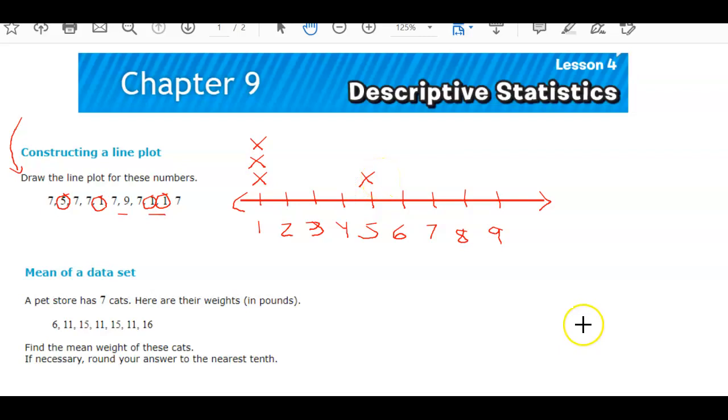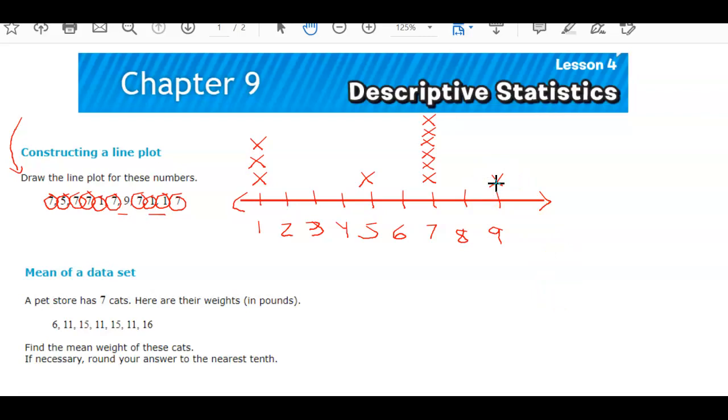Let's see, how many 6s do we have? We don't have any 6s. But I've got 1, 2, 3, 4, 5, 6, 7. So I'm going to try to get 6 X's there. 1, 2, 3, 4, 5, and 6. And it looks like we have 1 9 that's left. Okay, so that's a line plot.